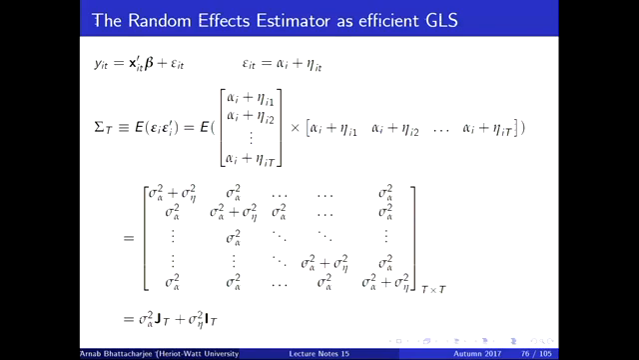So you can see this easily. By writing this down, this is this times this one here. This one is a column vector, this one is a row vector. All right. So what do you get? The whole thing that you get is this matrix here. The diagonal elements are sigma alpha square plus sigma eta square, and the off diagonal elements are all sigma alpha square, right? So that is why this is sigma alpha square J_T plus sigma eta square I_T.